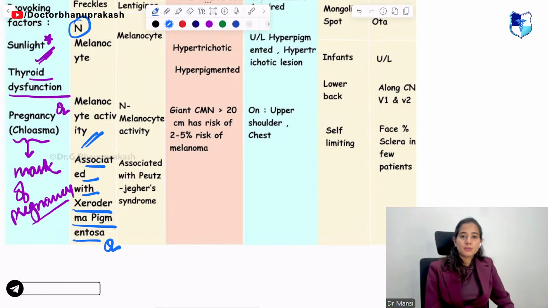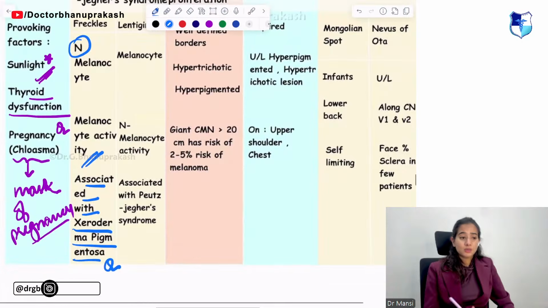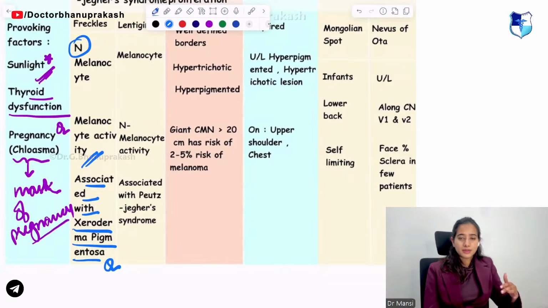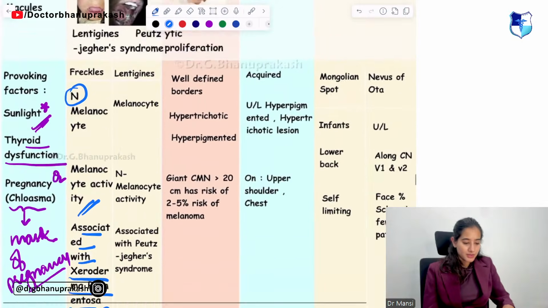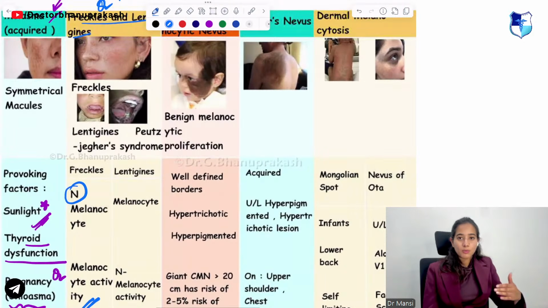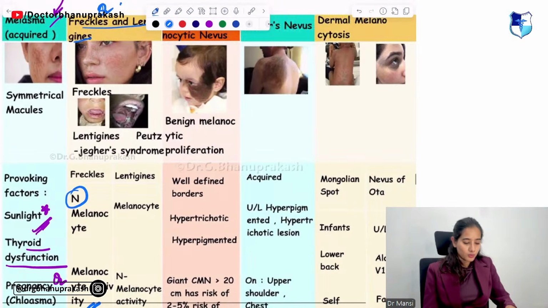And in this xeroderma pigmentosa, what happens is the patient will have UV exposure, sunlight exposure, and sun sensitivity will be given in the history. So the mother might say that whenever the child goes out in the sun, he has this typical appearance of freckles, and it can go worse as well.